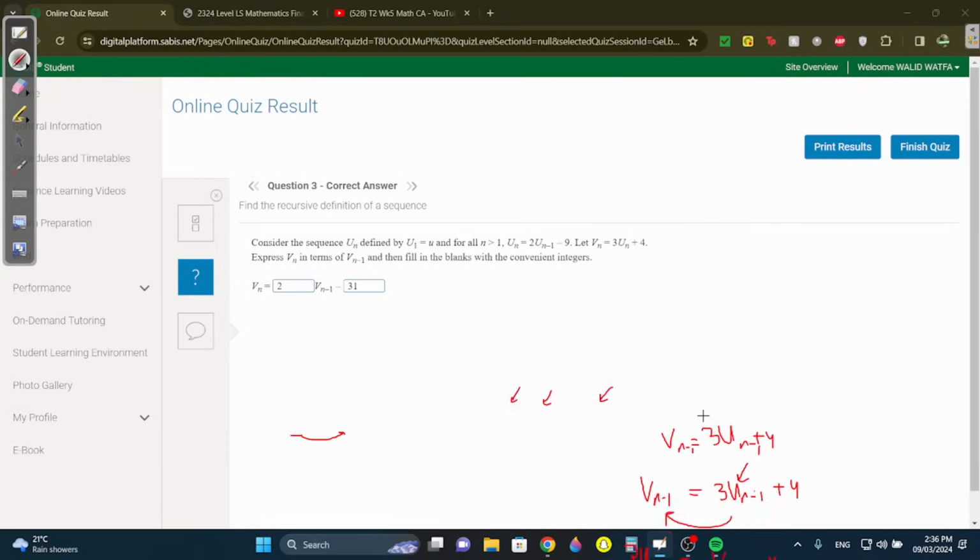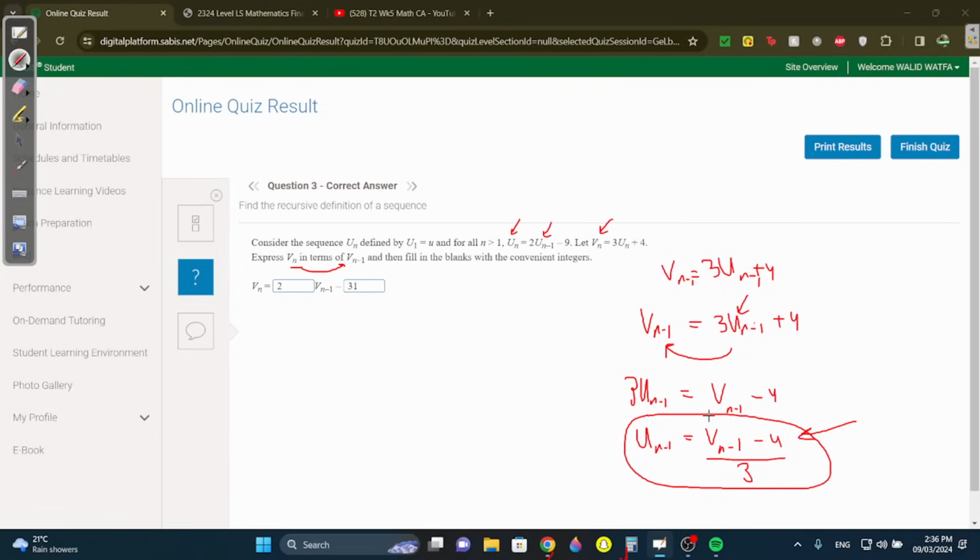So let me just recap from the start. The first thing you need is to find Vn minus 1. And we found it. It's actually 3Un plus 4. Okay. We need to put this in terms of Vn. And for Vn, we need Un. And what is Un? Un is 2 times Un minus 1 minus 9. So you need this Un minus 1. Can you find Un minus 1 if you have this Vn minus 1? Yes, we can. We took 4 to the other side. We got minus 4. And then we had this 3. We divided by 3. So we found Un minus 1.